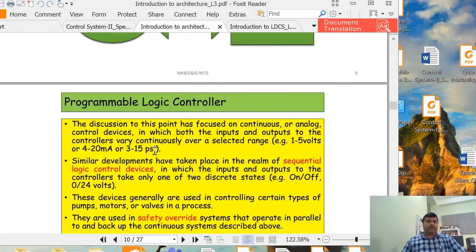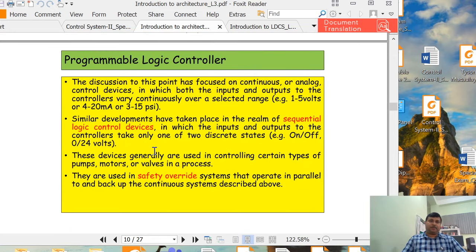Fine. Then at the same time, there was a development in the programmable logic controller, because the pneumatic as well as the electronic controllers were analog in nature. So people felt that in certain situations analog controllers are inefficient, and that there is a need for a programmable logic controller, which is discrete control, where the nature of the control is discrete.